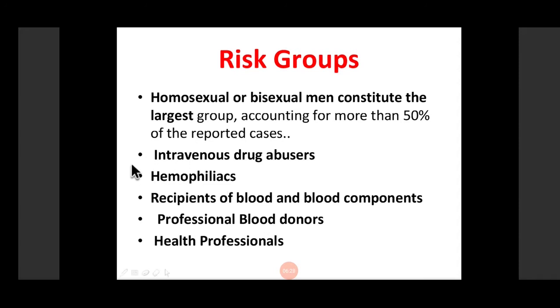Hemophilics, because why hemophilics? Because hemophilics receive multiple blood transfusions for factor 8. That is why, if at any time the blood is unscreened, they may develop HIV. Then the recipients of blood and blood components, especially blood, if the blood has not been screened for HIV.